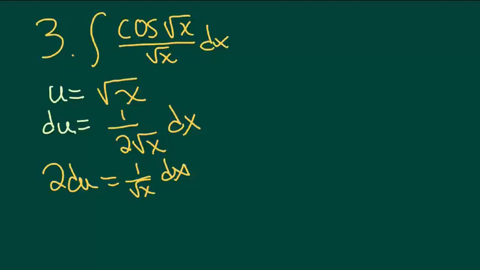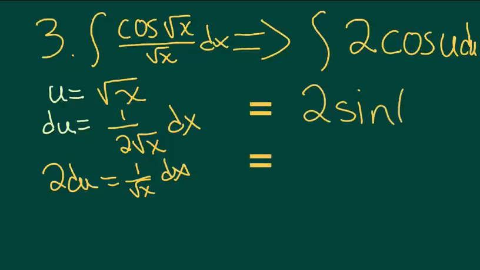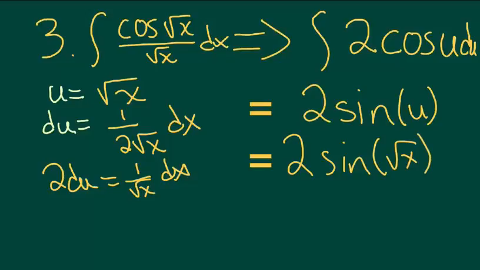And now we substitute. That's just going to give you 2 times the cosine of u du, and that easily enough just goes to 2 times the sine of u. So that's just going to be 2 times the sine of the square root of x plus c, and that's your answer.